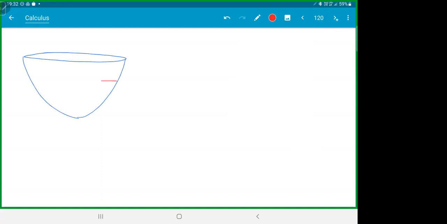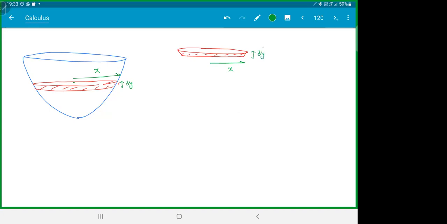See how we are taking. Take a thin disk whose radius is x and whose height is dy. So small height dy, radius x. We did the same thing for the sphere also. So the small volume of the thin disk will be pi x square into dy.